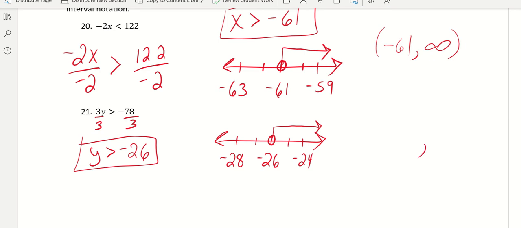Comma. If we're shading to the right, the high end is infinity. Infinity always gets a parenthesis. The low end is negative 26. And it's an open circle, so we have a parenthesis as well.